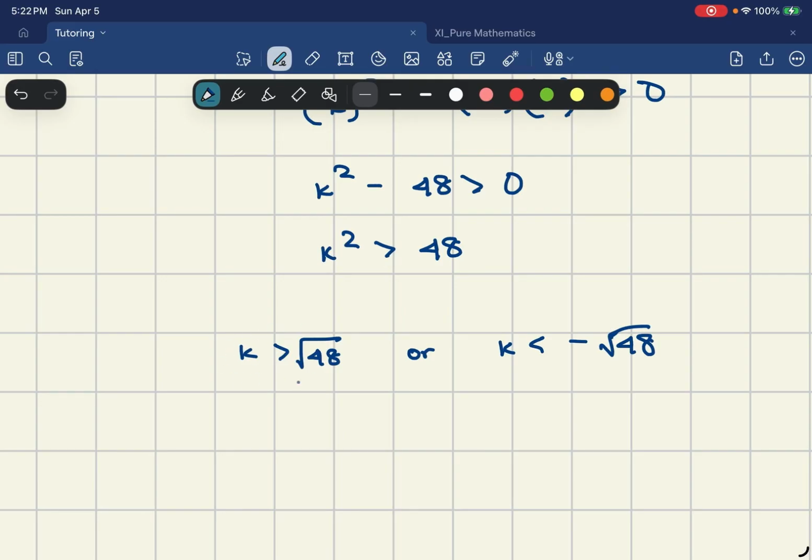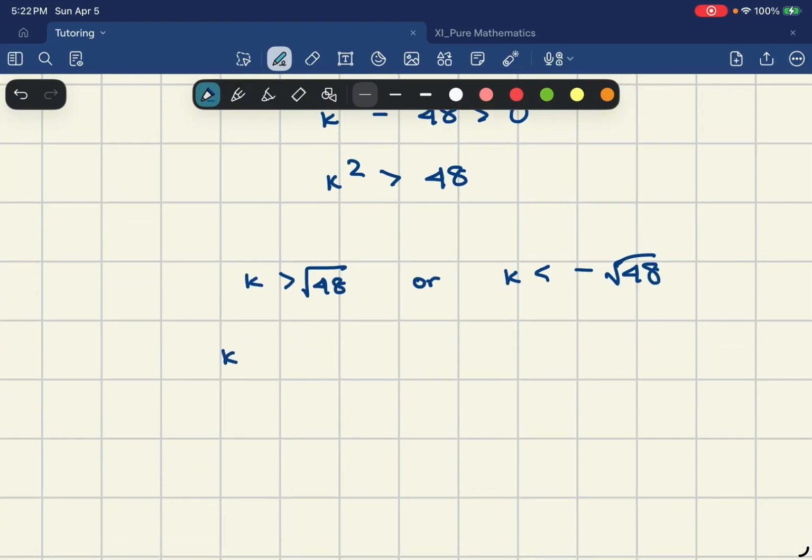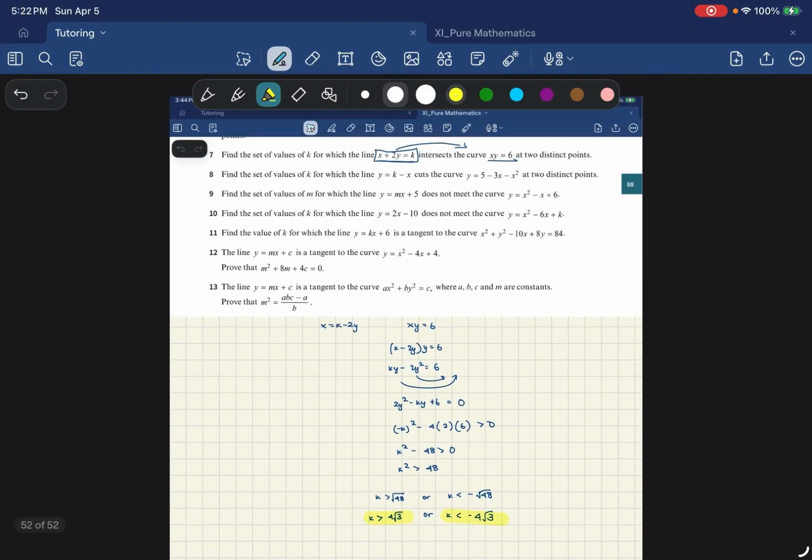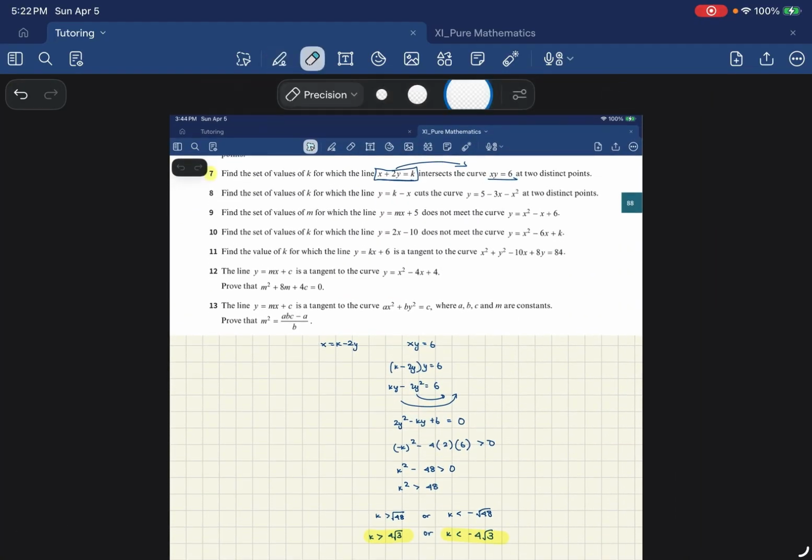As long as k is bigger than square root of 48, k squared will be bigger than 48. If k is less than negative square root of 48, squaring this also gives you something that is bigger than 48. So k is bigger than square root of 48. 48 is 16 times 3, so 4 root 3, right? Or k is less than negative 4 root 3. That is going to be your two solutions. So k bigger than 4 root 3 and k less than negative 4 root 3. So that is your solution for 7.